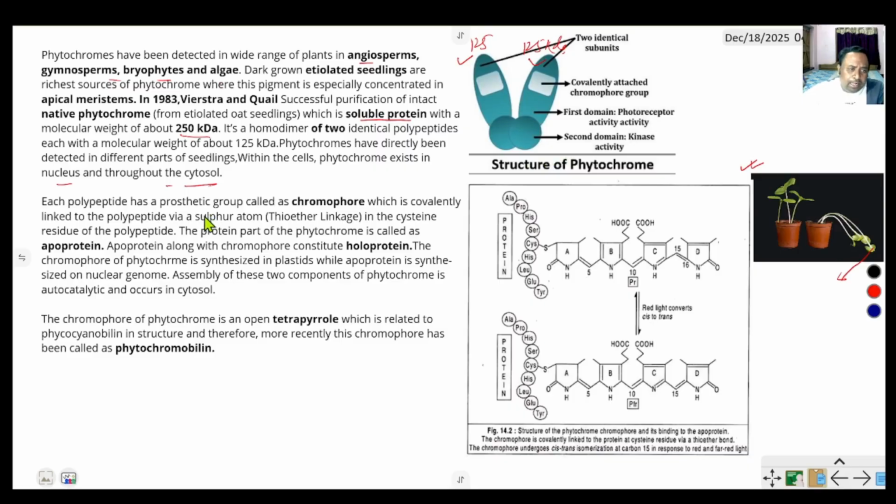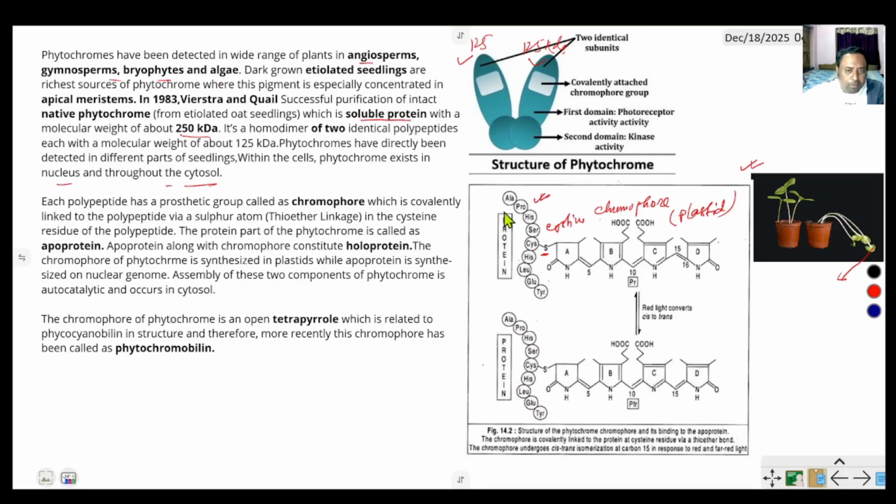Each polypeptide has a prosthetic group called the chromophore. This chromophore is synthesized in the plastid. This chromophore binds with the cysteine residue of the polypeptide chain through a disulfide bridge.